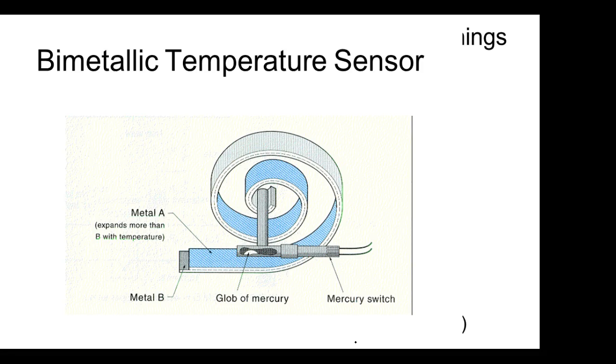But we still have a lot of these devices out there. These mercury switches, we used to have them in alarms on cars. So if somebody tried to jack your car and steal the tires off of it, it would set the mercury switch off. Now they use something else.